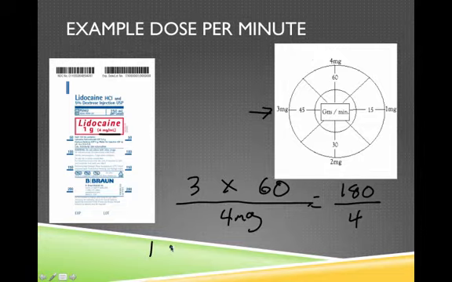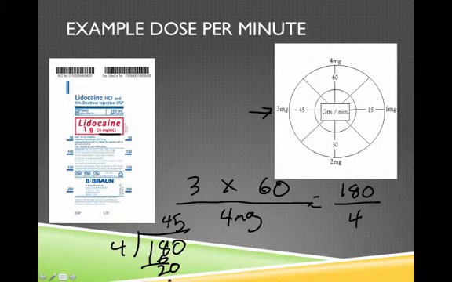So I'll show you. 180 divided by 4. 4 times 4, 16, 2, 0, 5, 20, 0. So 45 is our answer. 45 drops per minute.